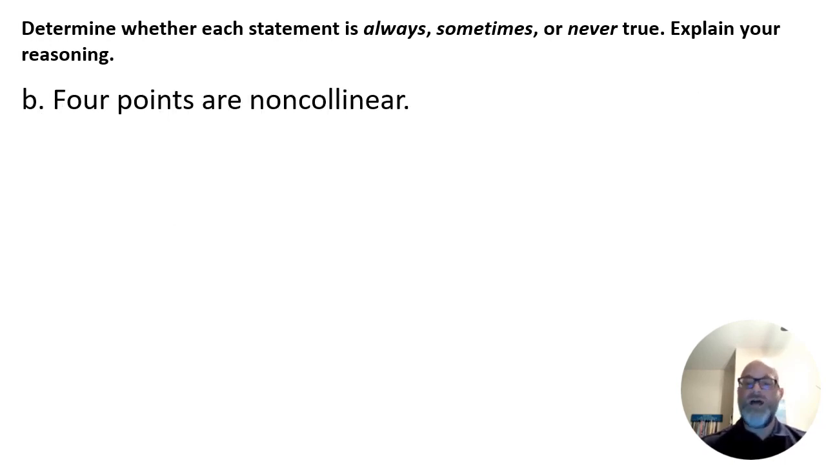Four points are non-collinear. Well, certainly here's four points. Yeah, I'll draw them, four points that are non-collinear, right? They're on a plane, they're non-collinear. Well, why couldn't I have four points in a row like this? Those are definitely collinear. All right, so this can be true, but not always. It's sometimes true. And what can we use to justify our thinking?